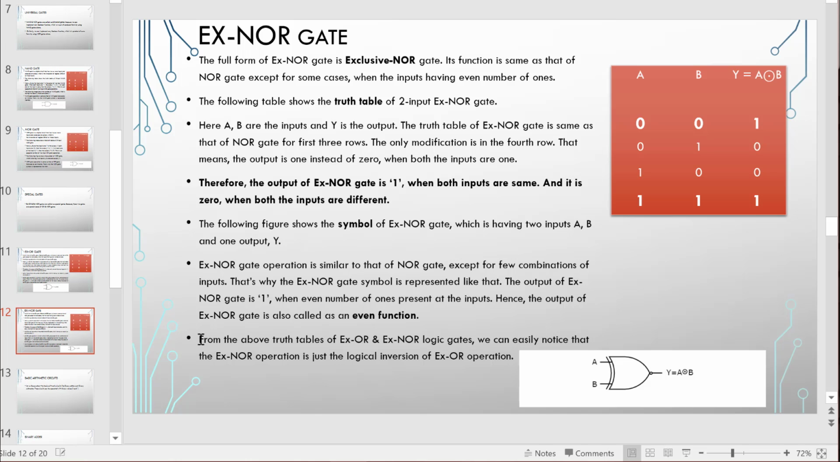So it will work in either case. The exclusive NOR gate is also called the even function, because it will work when an even number of ones is present at the inputs, right?